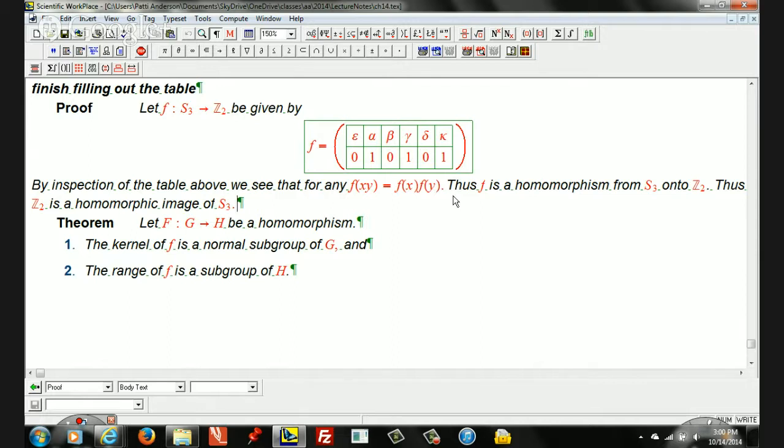Okay. I was thinking that you'd still have to have at least one thing that doesn't have a pre-image. It's fine. So Z2 is a homomorphic image of S3.